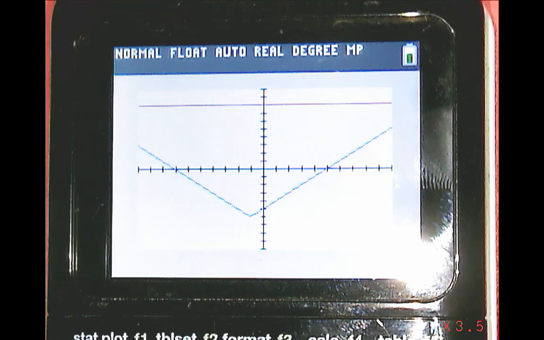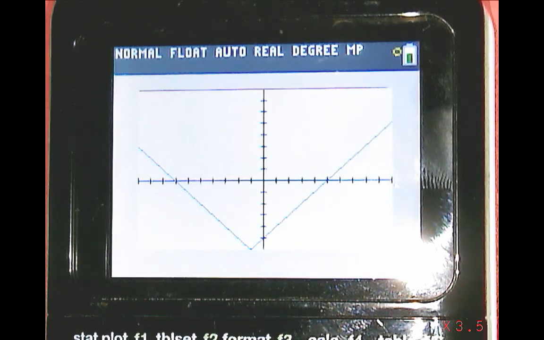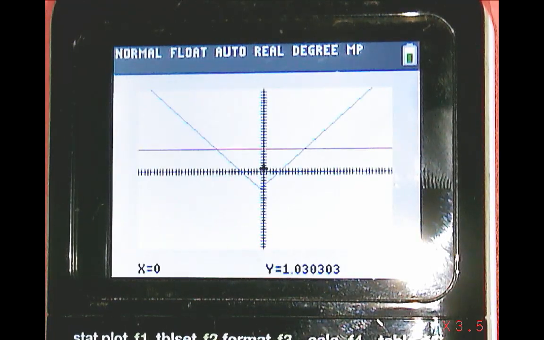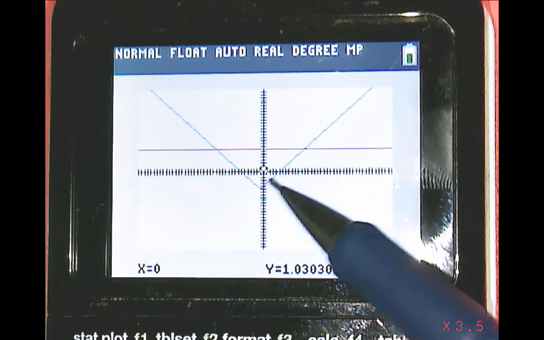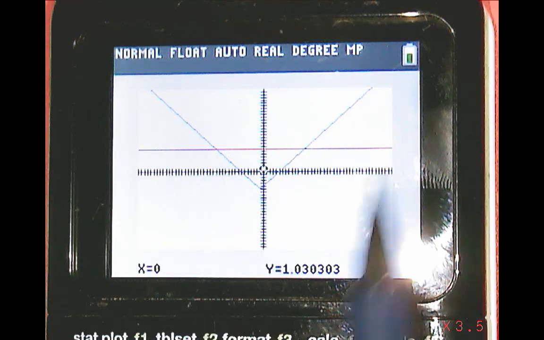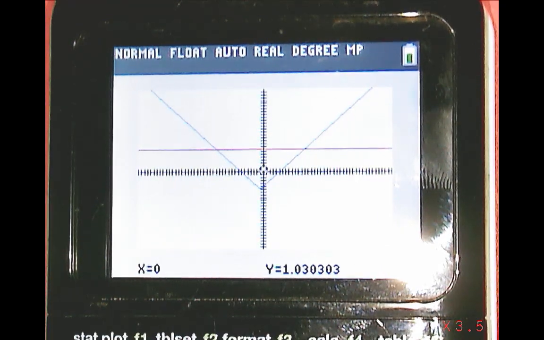Unfortunately, with zoom 6, we do not see the intersection points on our screen, so we might have to try zoom 0. In this case, we still don't see the intersection points, so let's try zoom 3, enter. Now we do see the intersection points. The absolute value is this blue line here, and 8 is this red line. So we need to find the intersection points of those 2 lines. Go ahead on your paper and draw that sketch.